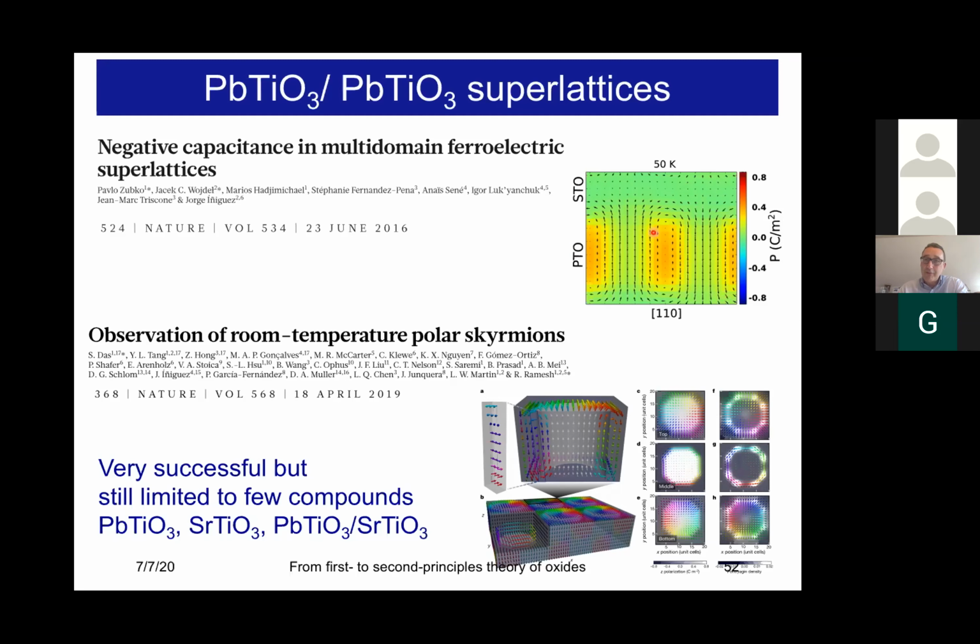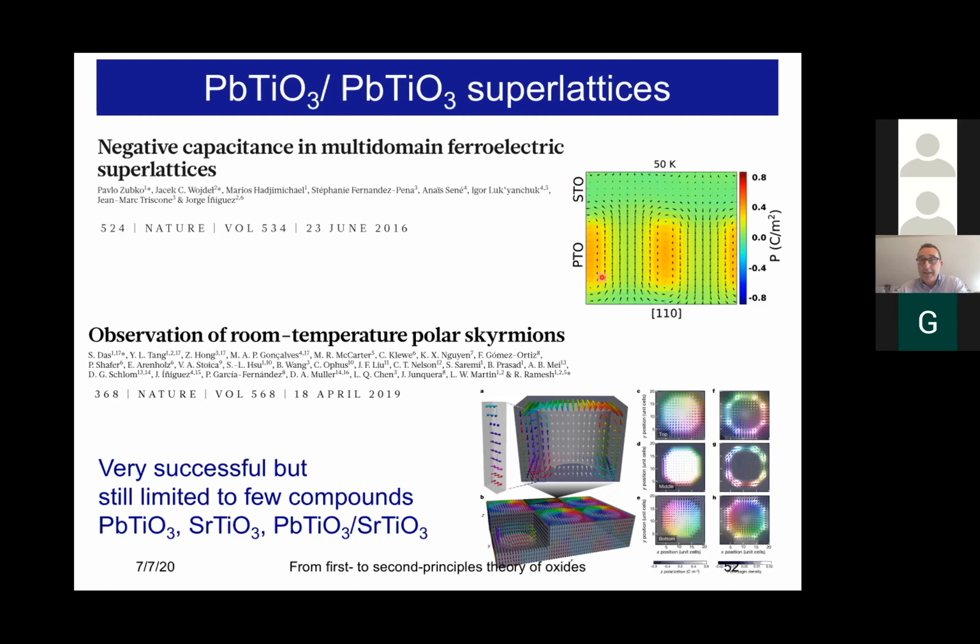So if I try to explain a little bit the figure that we have here, when we have PTO, STO superlattices, for instance, you have here a material that wants to be spontaneously ferroelectric. So in principle, it wants to polarize. While on the other hand, here you have a material, STO, that is a priori non-ferroelectric.